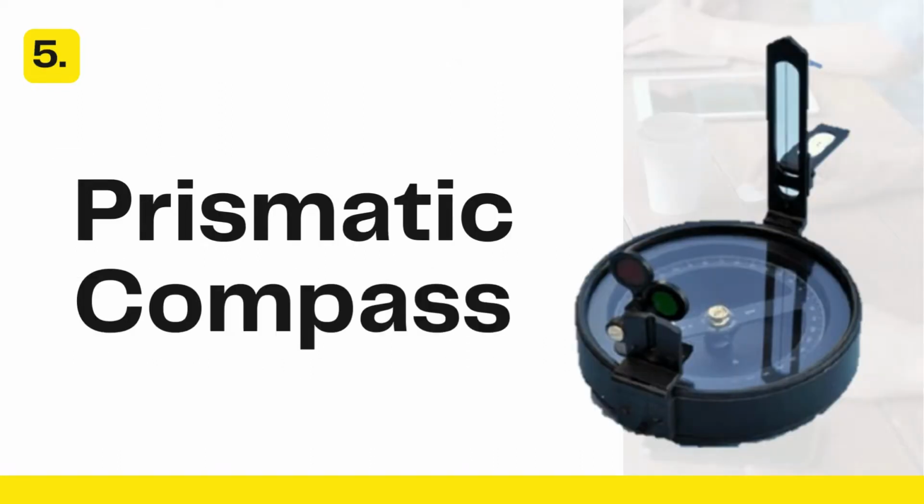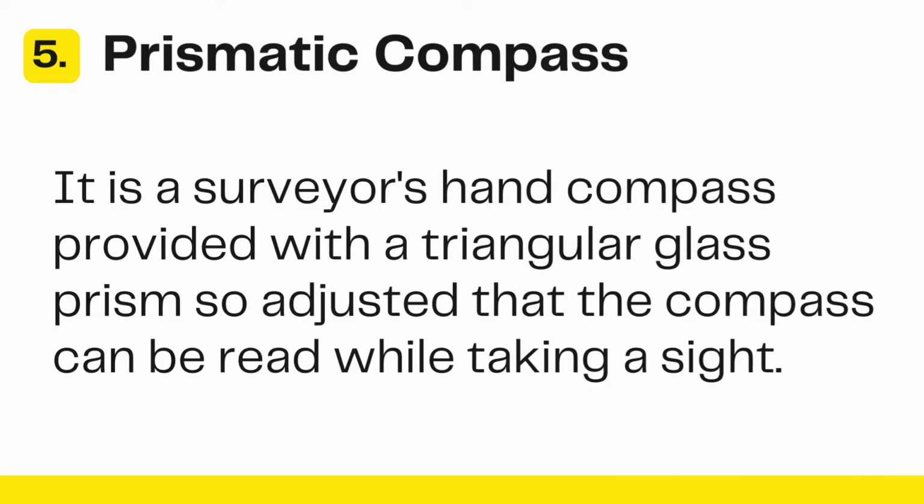Next is the prismatic compass. The prismatic compass is a surveyor's hand compass provided with a triangular glass prism so adjusted that the compass can be read while taking a sight. So, unlike the other types of compasses mentioned earlier, some prismatic compasses are filled with liquid and hence are referred to as liquid compasses. Liquid prismatic compasses have been widely used by sailors for navigation at sea.